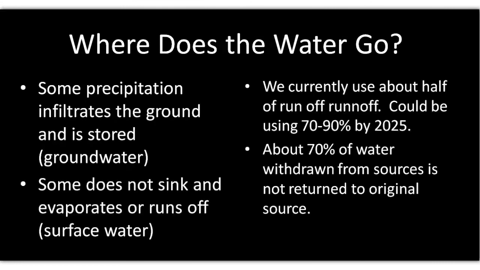So as far as where we find water, of course, it cycles through in the water cycle. What doesn't actually just run off into surface water sinks and goes into groundwater. And then we're looking at how we use it. So again, this is where we need to have the discussion as far as conservation.